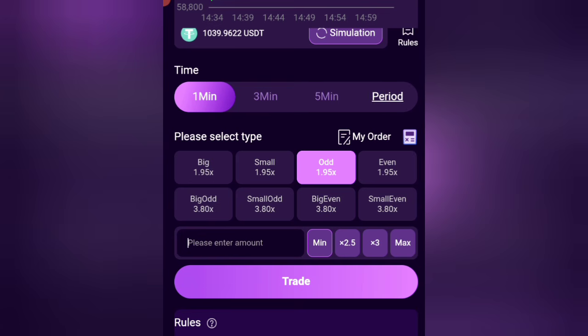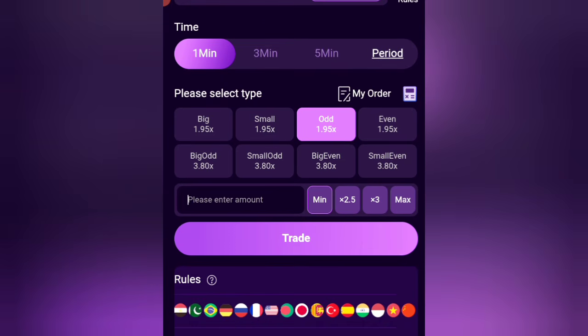Make sure if it is 1 minute, be on the 1 minute. If it is 5 minutes, be on the 5 minutes. So that's how this one works. If it is 1 minute, you stick to the 1 minute. If it is 5 minutes, you click on the 5 minutes.